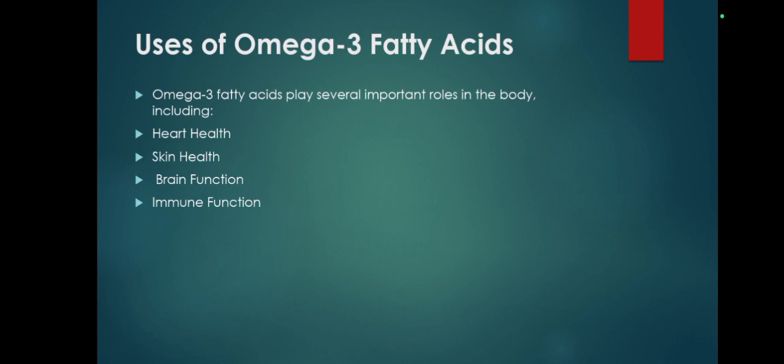And if we talk about brain function, omega 3s are crucial for brain development in infants and maintaining cognitive function in adults. They may help reduce the risk of age related cognitive decline and improve mood. Whereas in immune function, omega 3s may help support immune function by reducing inflammation and promoting the production of anti-inflammatory molecules. Now let's talk about the deficiency of omega 3 fatty acids.